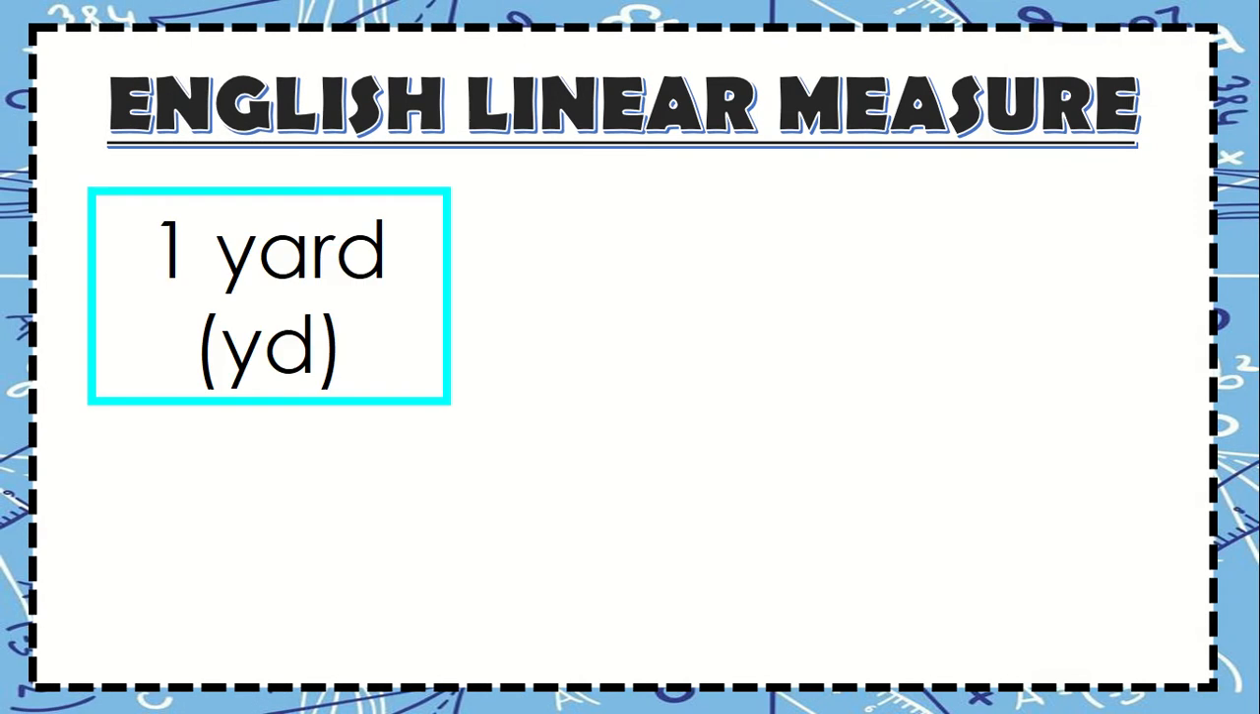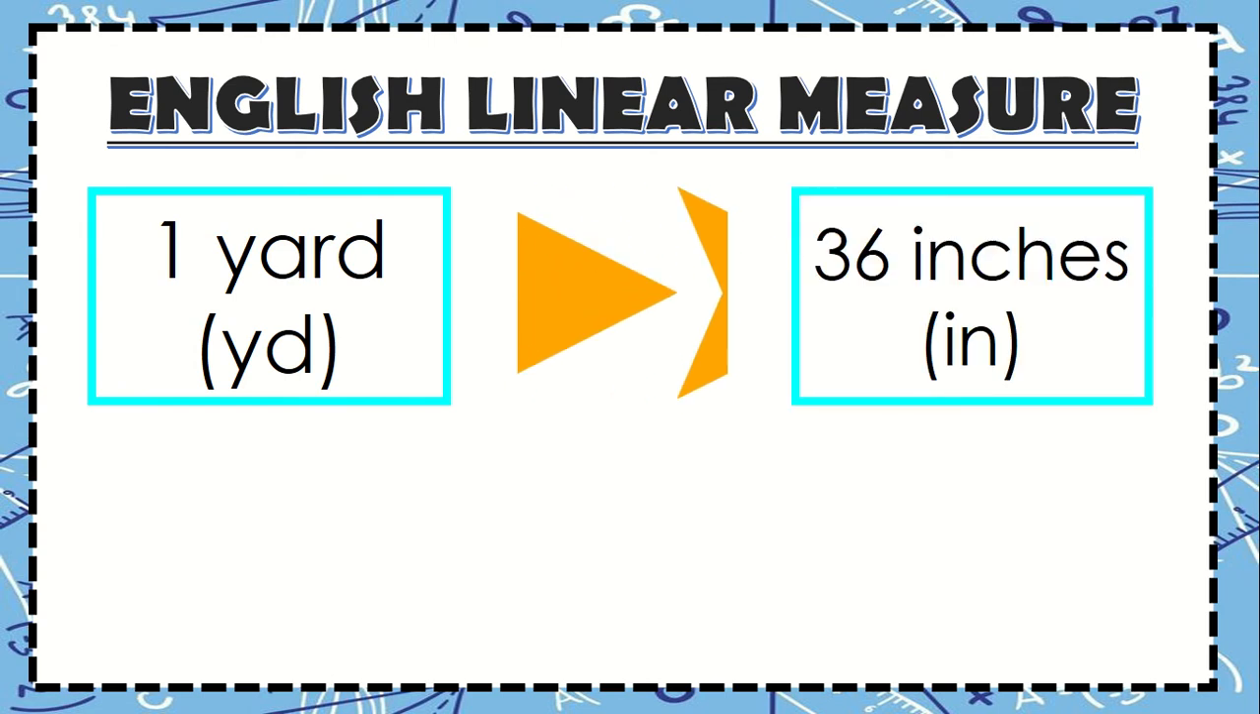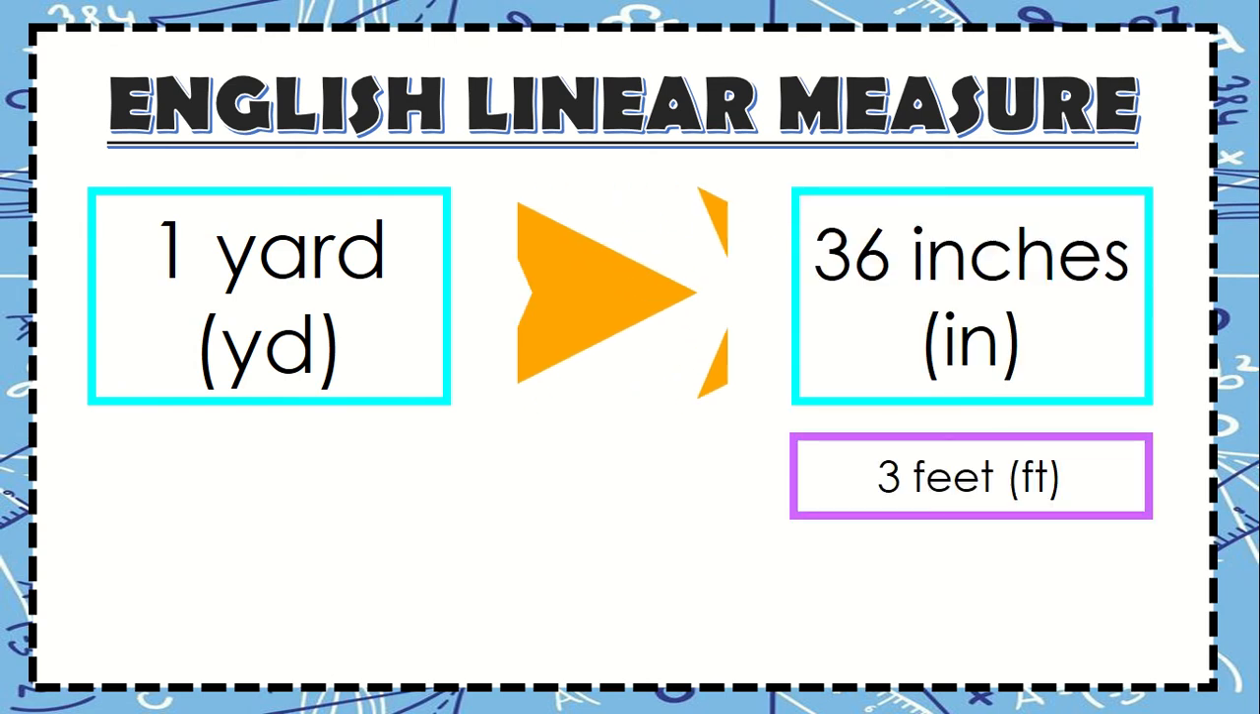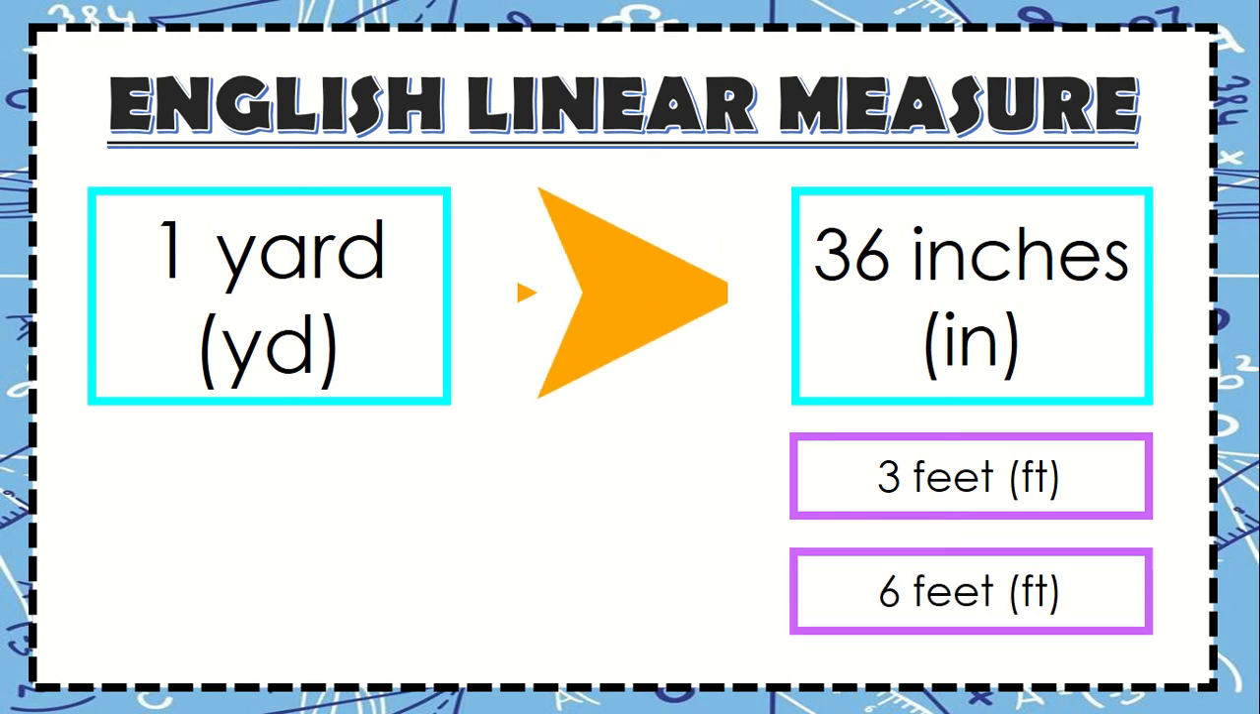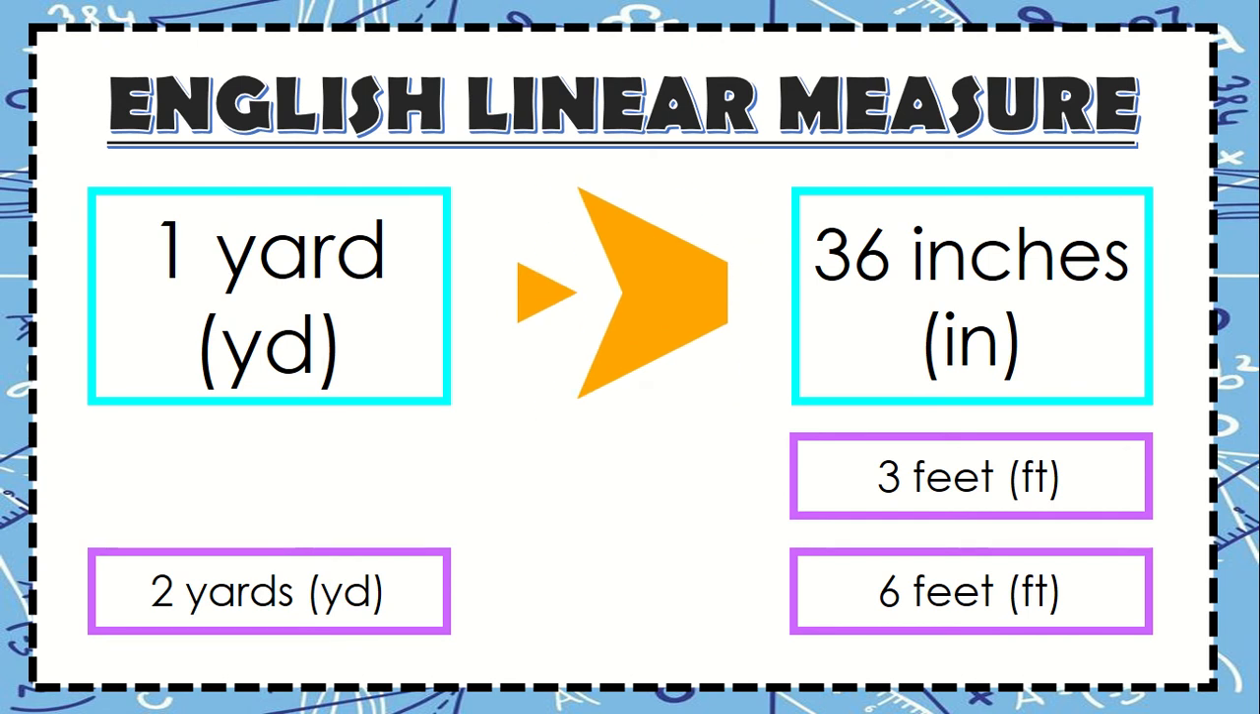Next, dito tayo sa ating 1 yard. Yard is usually used when we were buying mga tela, mga wire, tali, at iba pa. 1 yard is equivalent to 36 inches, or in feet, we have 3 feet. 1 yard is also equivalent to 3 feet. So if we have 6 feet, therefore we have 2 yards.